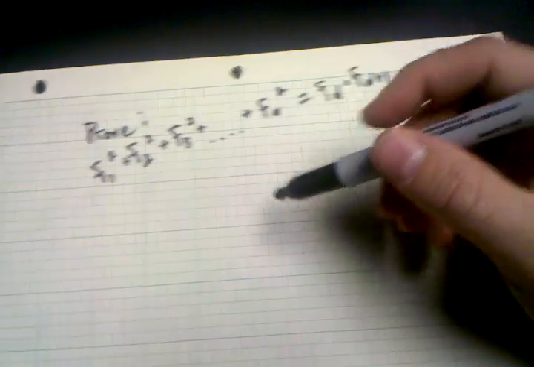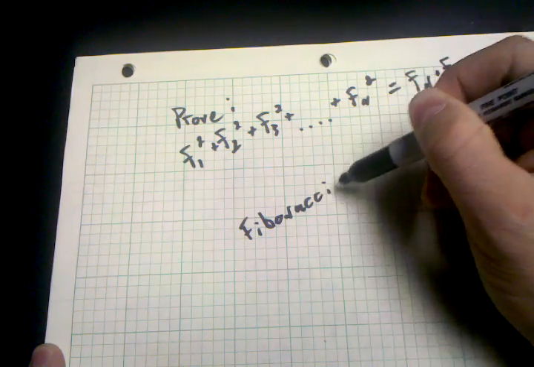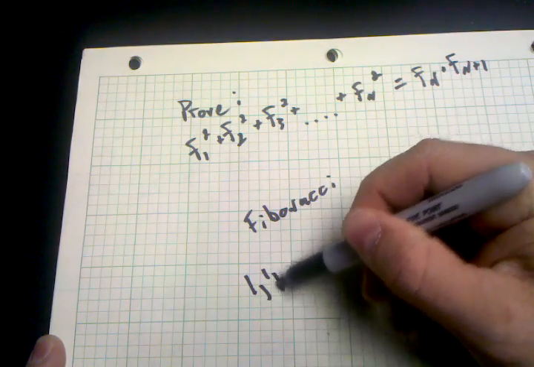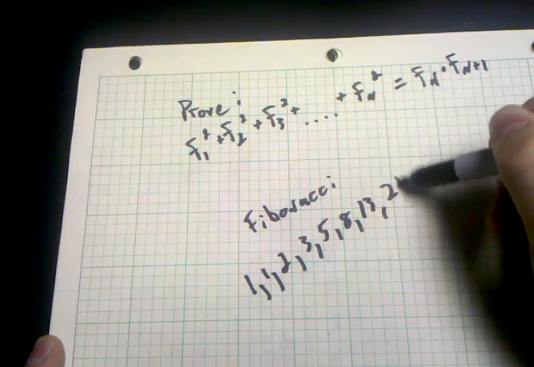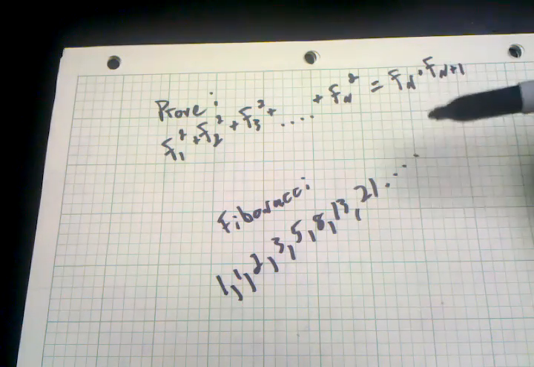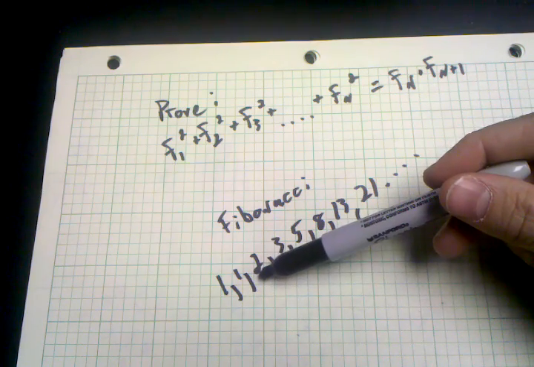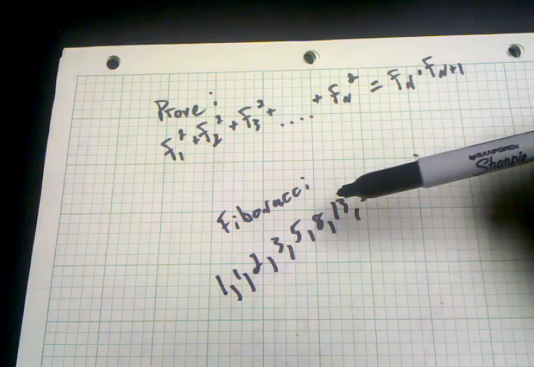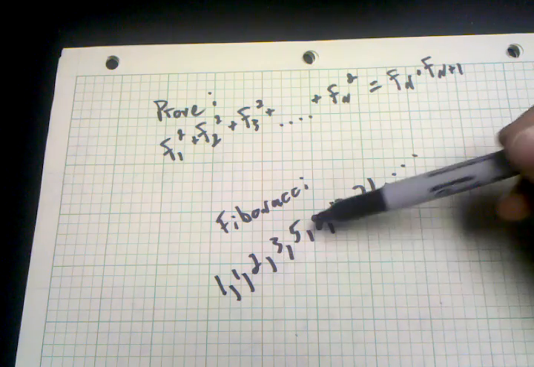Okay, so this function f represents the Fibonacci numbers. You may be familiar with the Fibonacci numbers. They go like this: 1, 1, 2, 3, 5, 8, 13, 21, and so on. Basically, what Fibonacci says is that the first one plus the next one is equal to the sequential one. So any two added together equals the sequential Fibonacci number. 1 plus 1 equals 2, 2 plus 3 equals 5, 3 plus 5 equals 8.